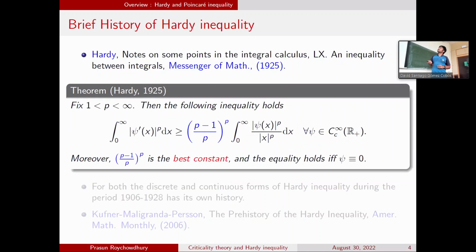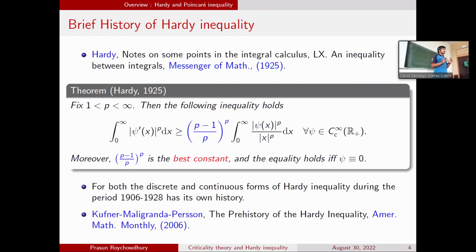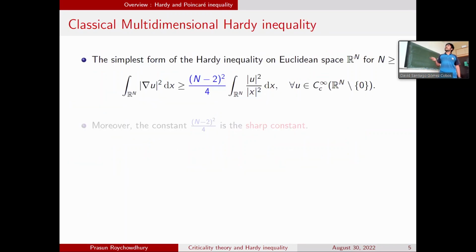In 1925 Hardy proved by himself the one-dimensional, or continuous, version of the discrete inequality. I just mentioned the double series sum prescribed by Hilbert in 1906, and between 1906 and 1928 there were many different angles towards the Hardy inequality. Here is one monograph by Kufner, Maligranda, and Persson, where one can see a detailed discussion of those 20 years or more. But in today's talk I will mainly focus on the multidimensional version.